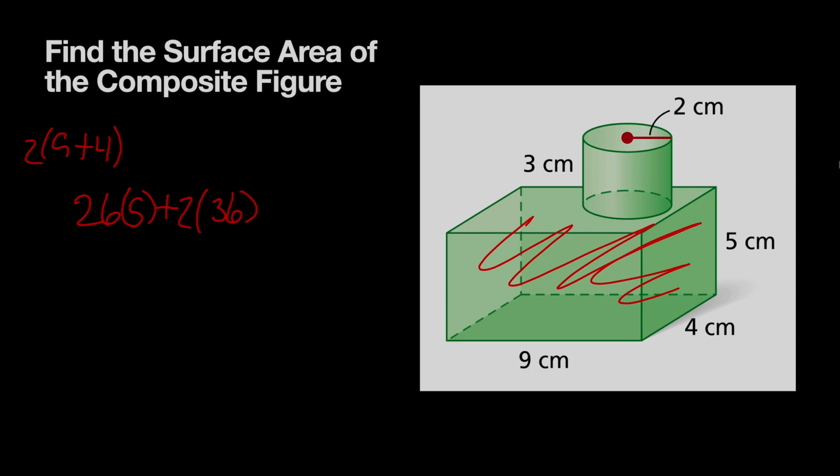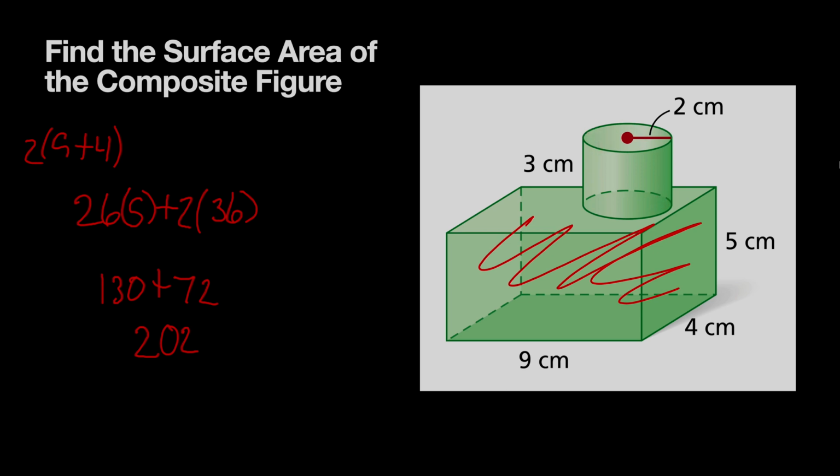So 26 times 5: 20 times 5 is 100, so that's 130. Plus 36 times 2 is 72, so that becomes 202. Now we have to deal with this top figure, but before we do anything else, I want to talk very specifically about this. Here's the secret: I actually don't have to find this circle. I only need the lateral surface area of this specific cylinder.